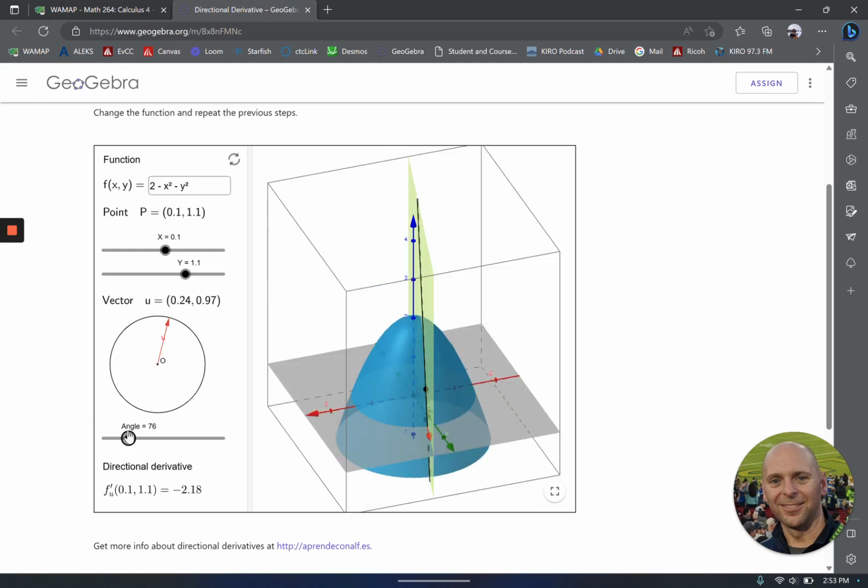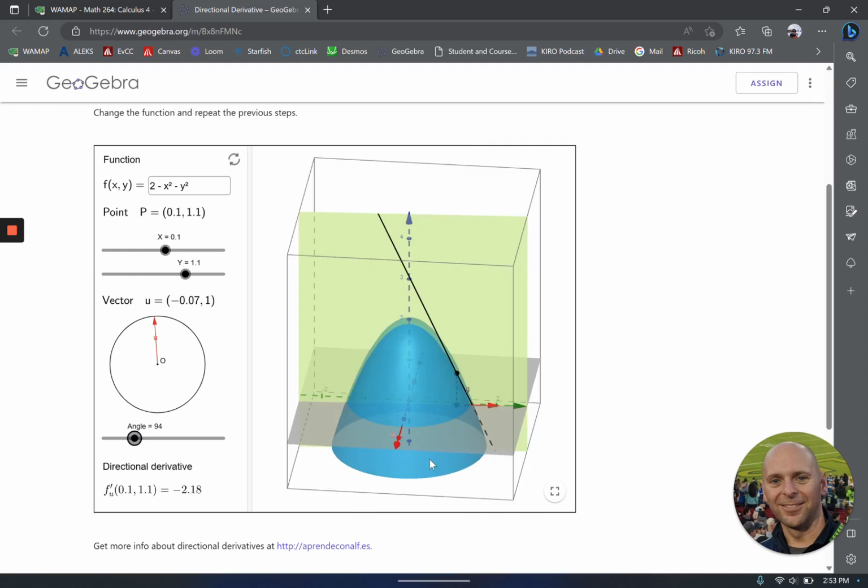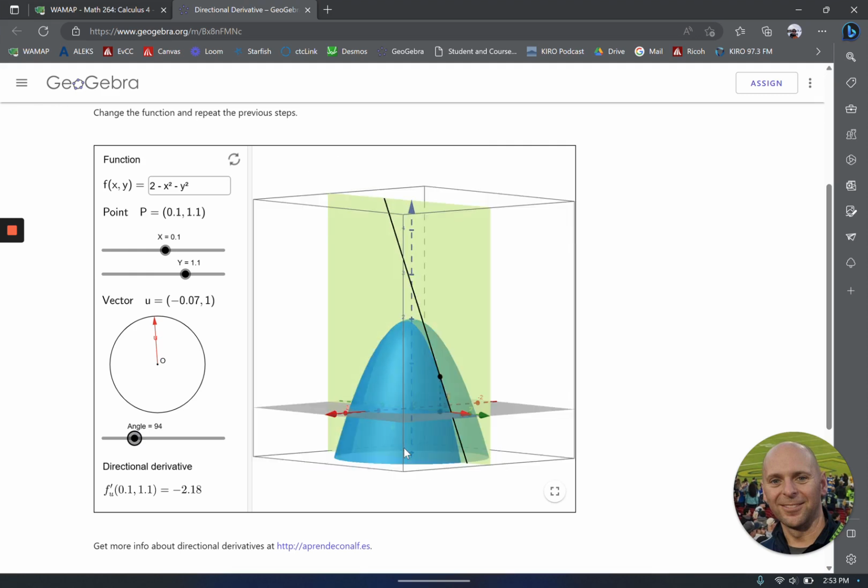Particularly, there may be an angle where the steepness of our particular surface has some sort of a maximum. And that is a concept that we'll talk about when we hit gradients.